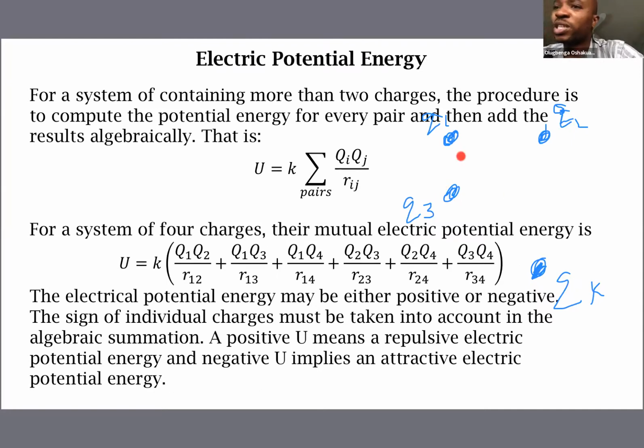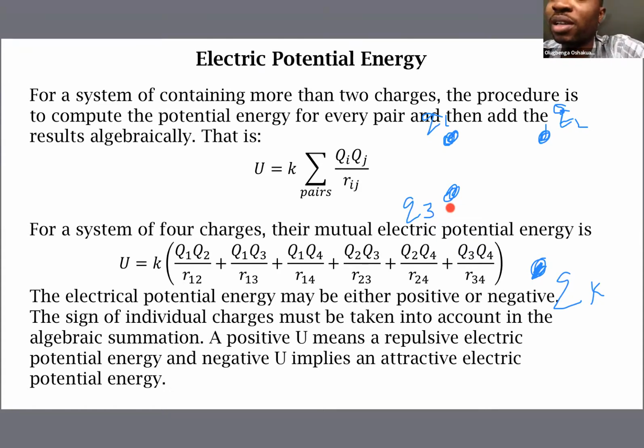Then we return to Q2 and Q3. We have done Q1 and Q2, so there is no need for Q2 and Q1 anymore. So Q2 and Q3, and then Q2 and Q4. Then we come to number 3: Q3 and Q4. We don't have to think about 1 and 2 anymore, because while talking about Q1 and Q3, we have resolved it. There is no point going for Q3 and Q1, having done Q1 and Q3. That would be double counting.